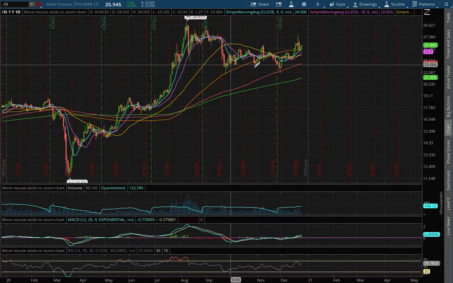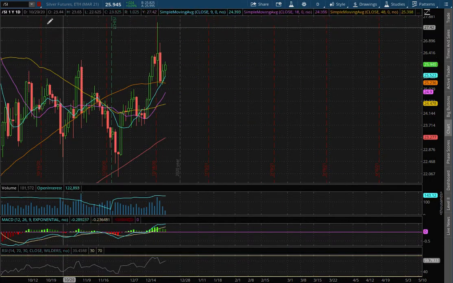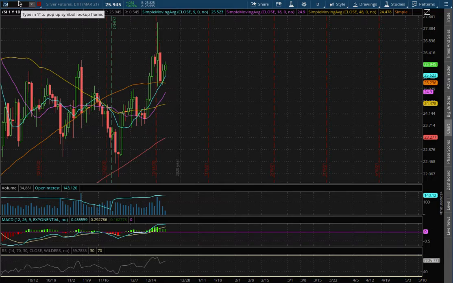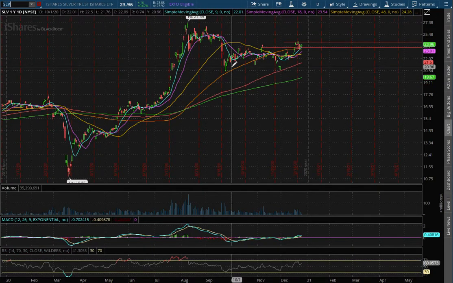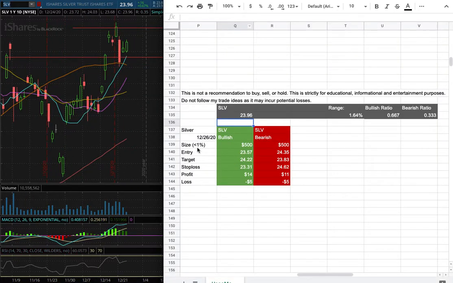If we extend that once more onto the daily chart, we remain in positive MACD and we're nearing overbought levels with the RSI. For my trade idea of the week, I'll be trading SLV and my position size will be less than 1% of my portfolio. My long entry is at $23.57, and that is this range here, and that coincides with the 9-day moving average. My sell target is at $24.22, and my stop loss is at $23.31.